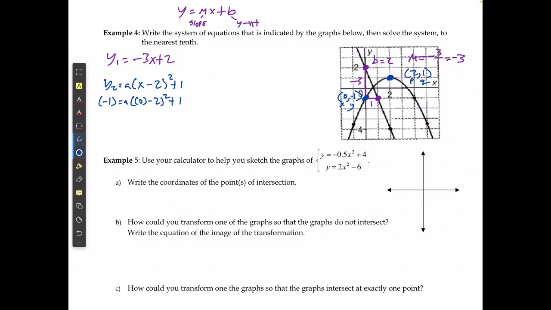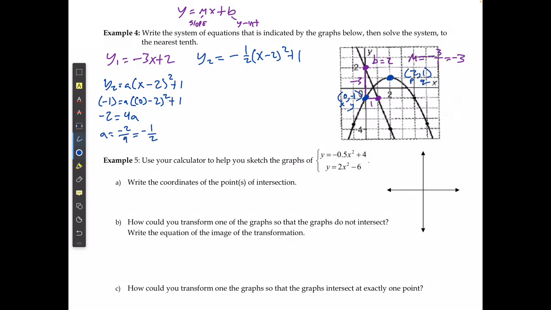I'm going to subtract 1 from both sides and get -2 is equal to, well, 0 minus 2 squared is going to be 4a, which means that a is going to equal -2 over 4 or -1 over 2. And my second equation, y2, is going to equal -1 over 2 bracket x minus 2 squared plus 1.